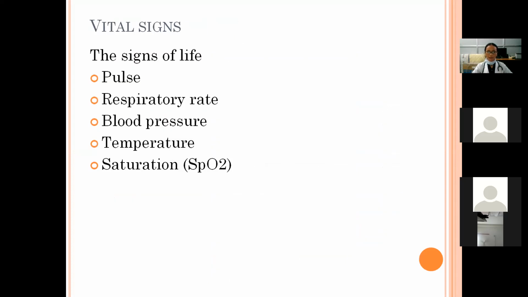After seeing the general appearance of the child, you note it down, and then you proceed to see the vital signs. Vital signs are the signs of life. There are 5 vital signs. Initially there were 4, and now they have recently added saturation also. So the 5 vital signs are the pulse, the respiratory rate, the blood pressure, the temperature, and saturation.